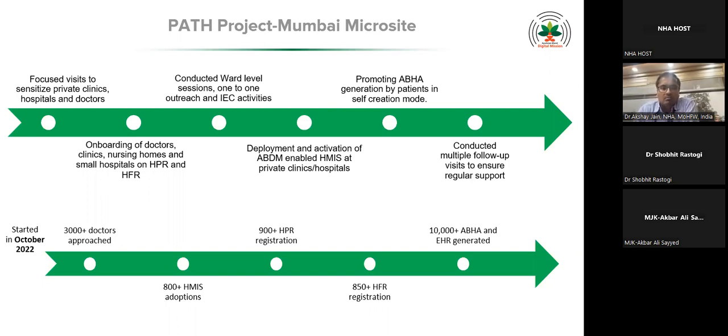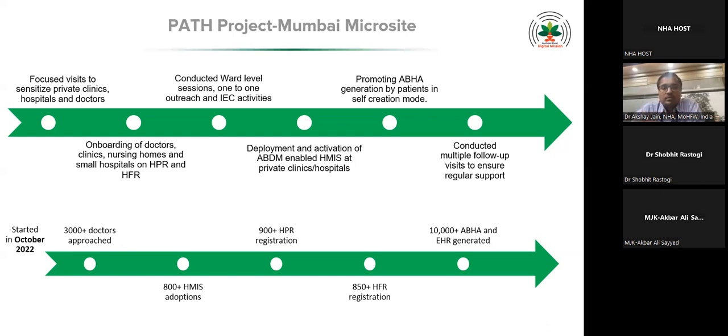The lower arrow shows that around 3,000 doctors were approached, and we see that 800 plus adopted the ABDM-enabled HMIS, 900 plus registered on our Health Professional Registry, and 850 plus registered on our Health Facility Registry also. And we see that more than 10,000 ABHAs and electronic health records were generated. These are electronic and interoperable records that they generated. So private practitioners changed their habit from using analog solutions to digital solutions, and then they started creating these electronic records too.